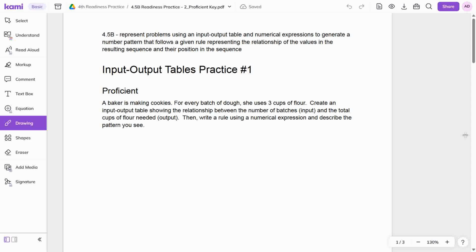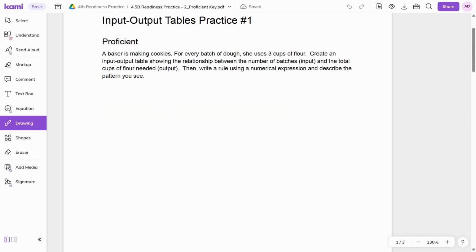So our first problem, we have a baker making cookies, and for every batch of dough, she has 3 cups of flour that she needs to use. We are going to create an input-output table. So let's do that. We're going to make it pretty simple. I'm just going to make a little T-chart here.